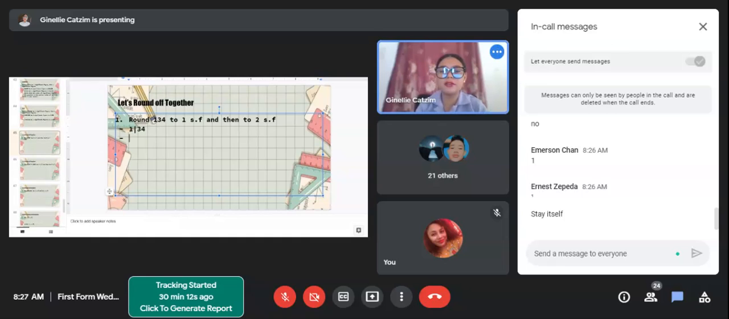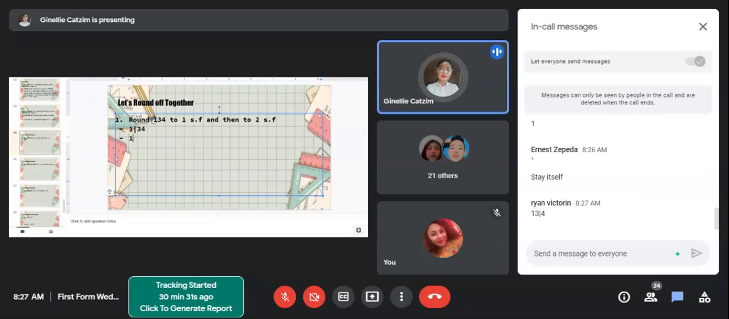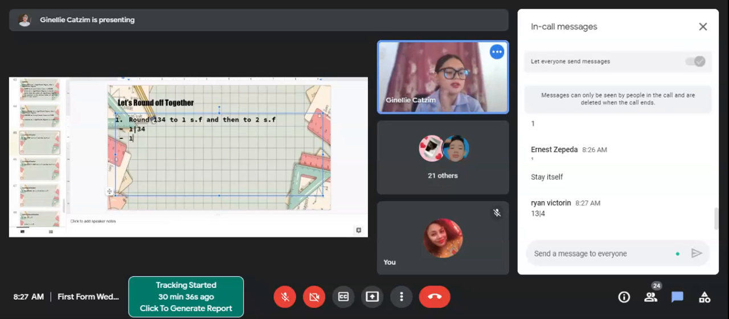So we have 1, and what happens to the rest after the vertical bar? What happens to the numbers there? Stays the same. One at a time, please. Someone say something and then we hear the next person, right?